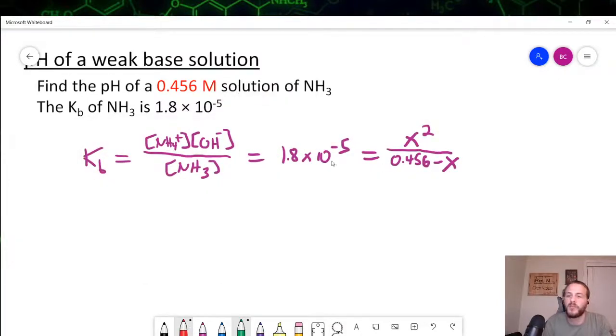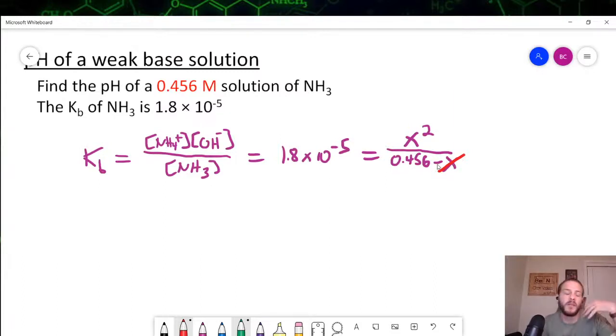Okay, so we have this quadratic equation right here. 1.8 times 10 to the minus 5 is equal to X squared over 0.456 minus X. Now we could solve this equation by using the quadratic formula, but I don't prefer to do that. I prefer to take the path of least resistance. So what I'm going to do is the X is small approximation. I'm going to cross this out. I'm going to assume that this value of X is very, very small compared to the number from which we are subtracting it, in this case, 0.456. I'm going to assume that this is so small that it contributes negligibly to this expression right here.